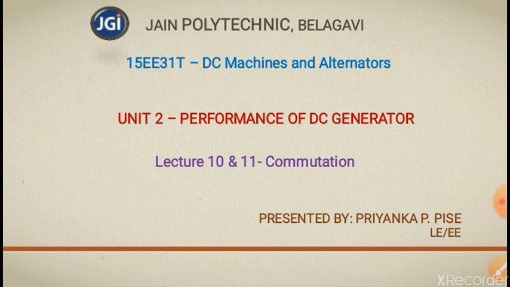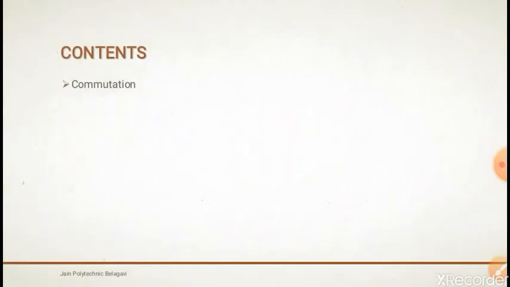The video is mainly based on the subject DC Machines and Alternators with the subject code 15EE31T. In this video, we are going to study Unit 2, that is Performance of DC Generator, Lectures 10 and 11. It is Commutation. The contents which will be covered in this video are commutation. It is mainly based on the concept of commutation.